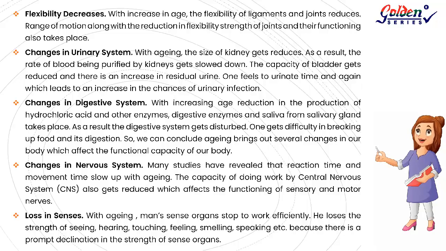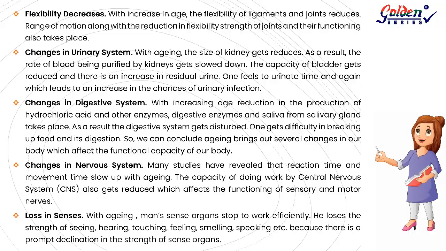Changes in digestive system. With increasing age, reduction in the production of hydrochloric acid and other digestive enzymes, and saliva from the salivary glands takes place. As a result, the digestive system gets disturbed. One has difficulty in breaking up food and its digestion. So, we can conclude aging brings several changes in our body which affect the functional capacity of our body.